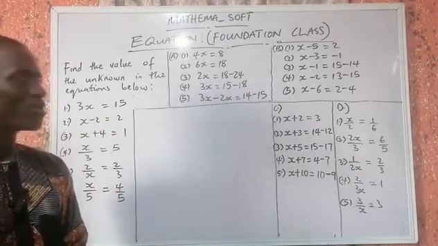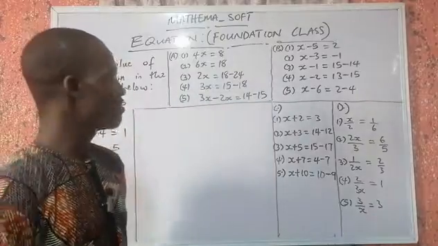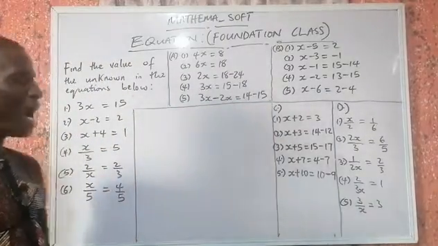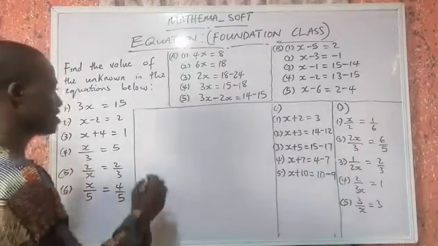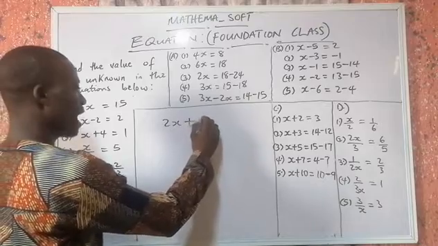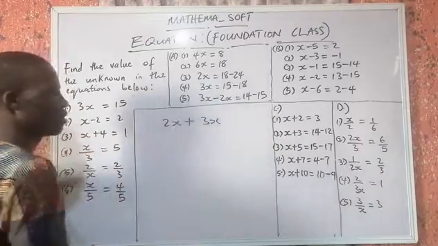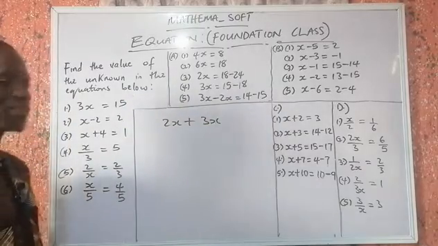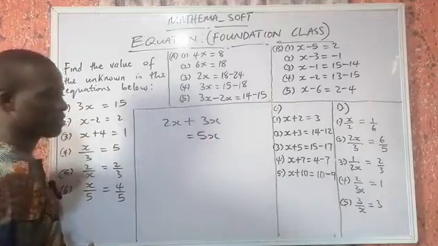In the previous classes on foundation class, we have looked at how you can deal with linear equations, that is, equations where the unknown has just a power of 1. We say 2x plus 3x, we say that this will give us 5x.